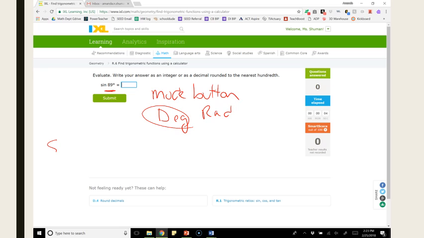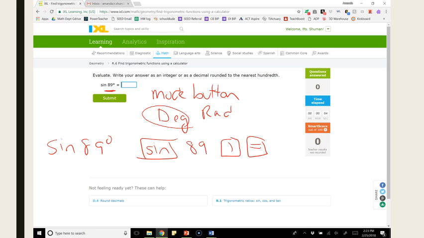So when I do sine of 89 degrees, I'm going to push the SIN button, and then I'm going to put in 89. I'm going to put in a close parentheses button, and I'm going to hit the equals button. And that's going to give me 0.999, and so on and so forth.